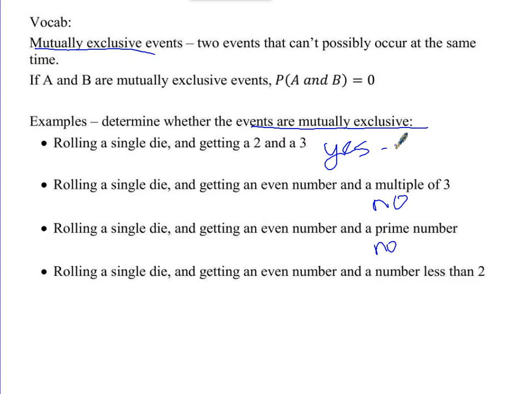So why don't you put yes, mutually exclusive, no, no. How about that last one? Rolling a single die and getting an even number and a number less than 2. So, right, no, which means yes. Are these mutually exclusive? Yes, these are mutually exclusive. Why? Right, the only number less than 2 on a die is 1, and 1 is odd. So this is mutually exclusive.